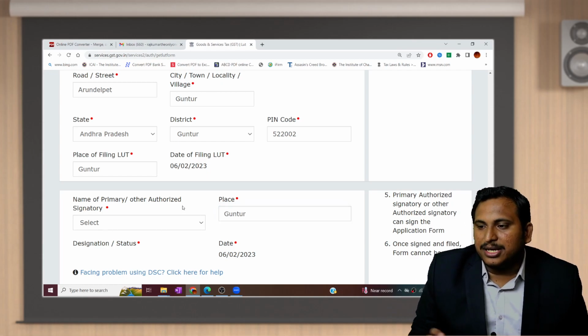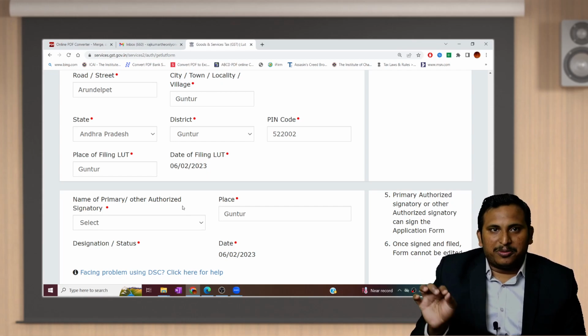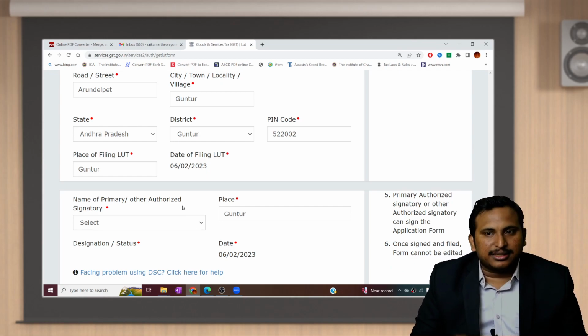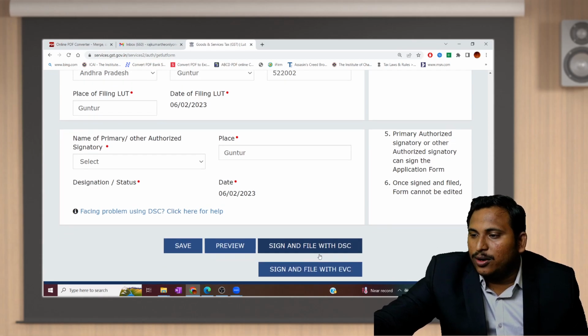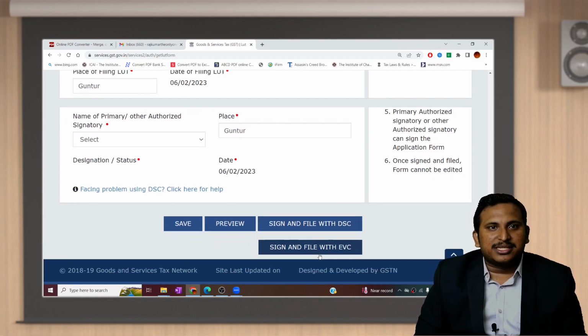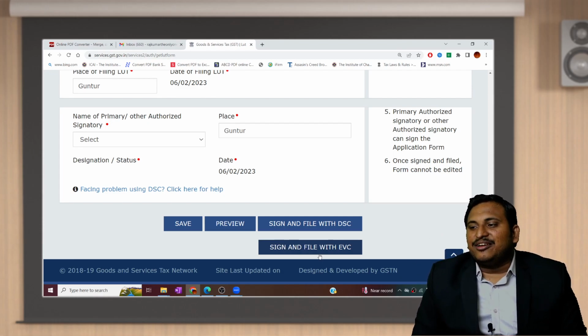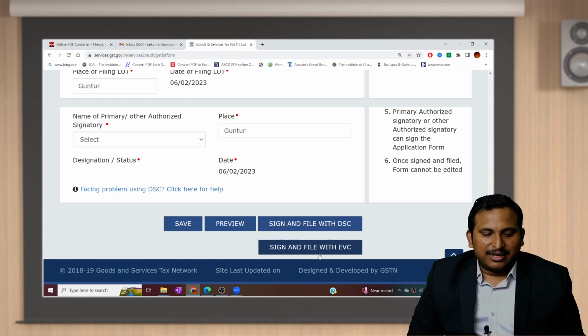Name of primary or other authorized signatory. Just like in the case of registration, the pop-up will be there. If you press that, you will get your own name or the name of the person, which you have to select. I'm not selecting it. So that's all. Designation or status, over. Now what is given there? Please observe. Save: if you save, details will be saved. Preview means it will be available in the form of a PDF. Sign and file with DSC. Sign and file with EVC.